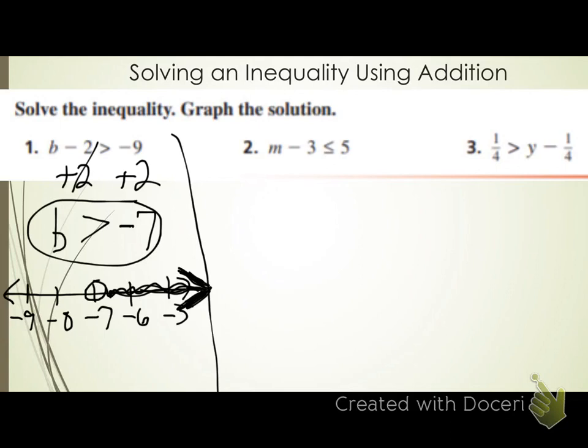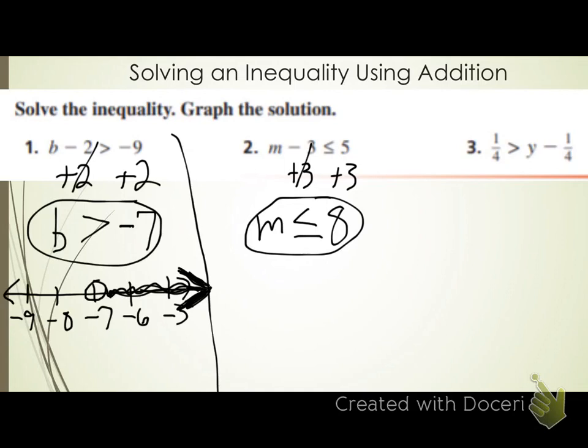Okay, number 2, what's my step to get m by itself? M minus 3 is less than or equal to 5. How do I get m by itself here? Add 3 to both sides. I get m is less than or equal to, what's 5 plus 3? 8. M is now by itself. Here's my solution. Are we getting the hang of it?